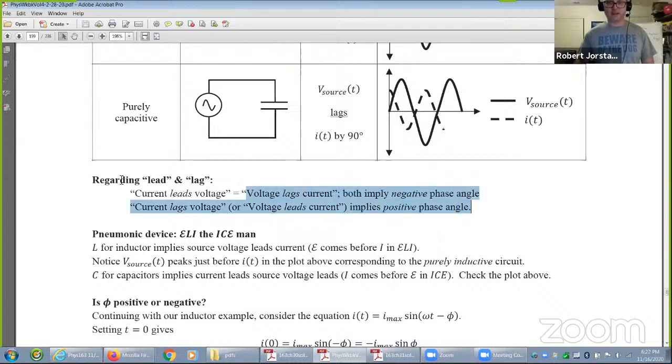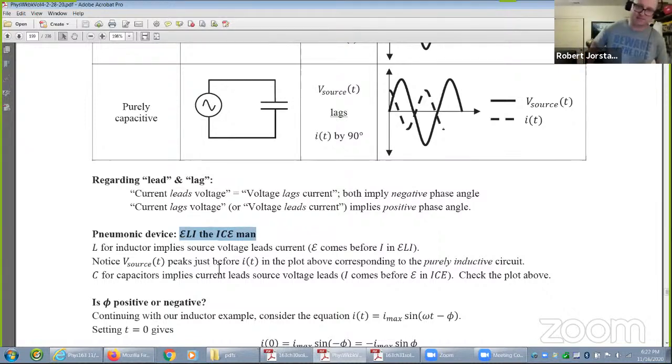And this is that annoying thing I was telling you about. We have to be very careful with leading and lagging because both terms are used. But just remember this and forget everything else. Eli the Ice Organism. Okay.